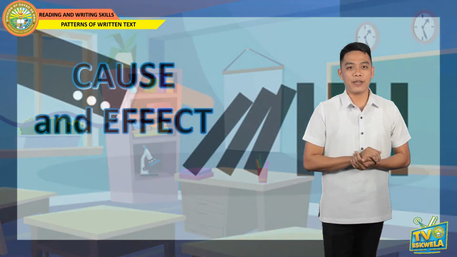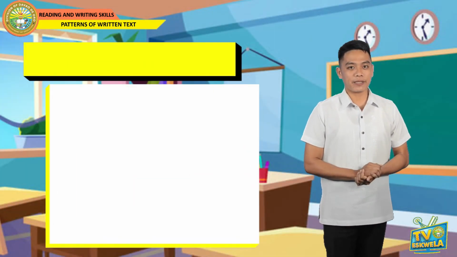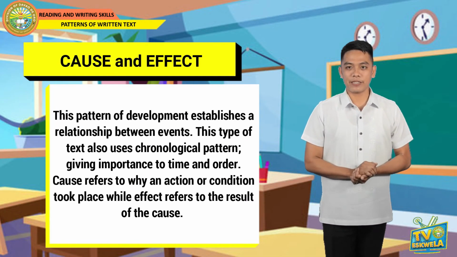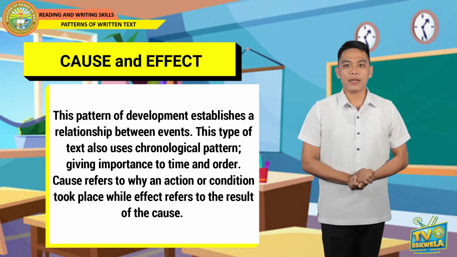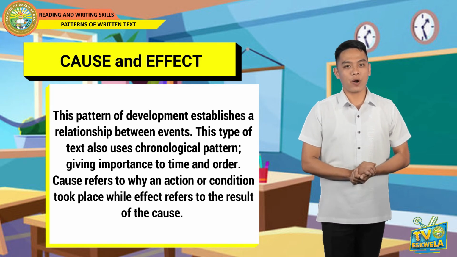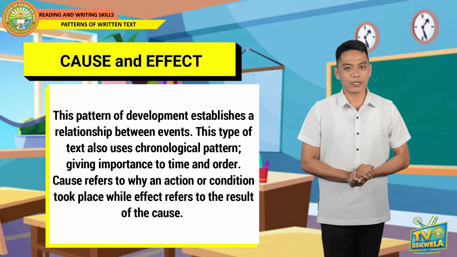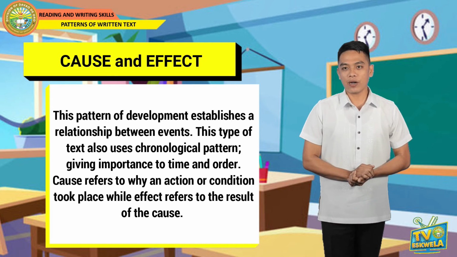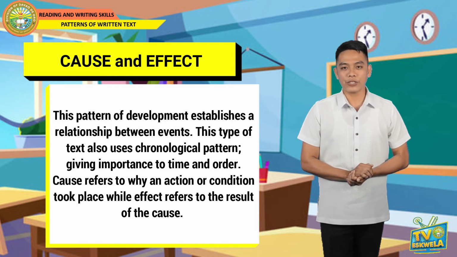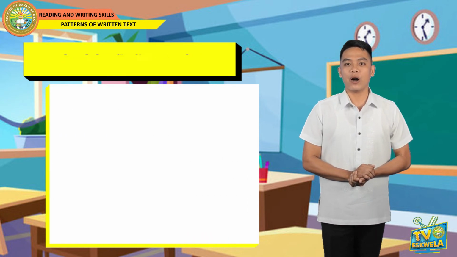7. Cause and effect. Cause and effect is a pattern of development that establishes a relationship between events. This type of text also uses chronological pattern, giving importance to time and order. Cause refers to why an action or condition took place, while effect refers to the result of the cause.